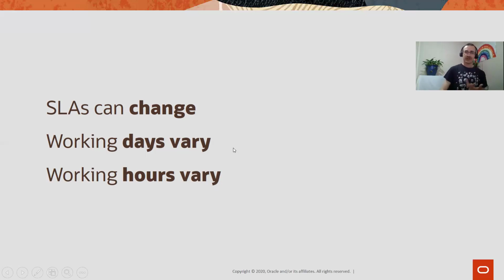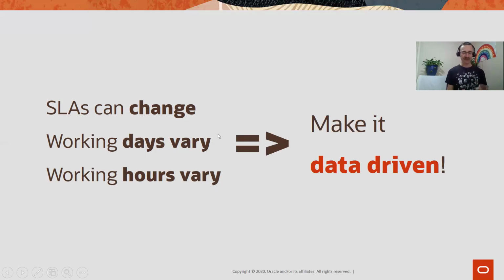With all these changeable things, the key insight here is we need to make this data-driven. You need to store these values in a table somewhere so we can make it configurable, so that should any of these things change, our code is resilient. We have to make relatively few changes to what we've written. So that implies we need a whole bunch of tables here storing this information.